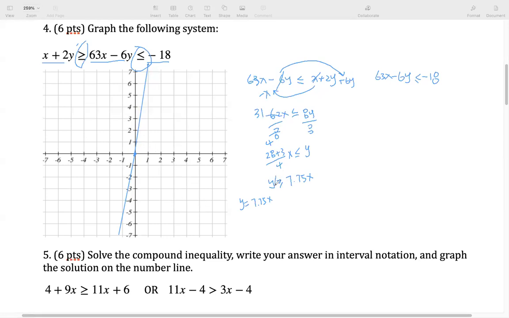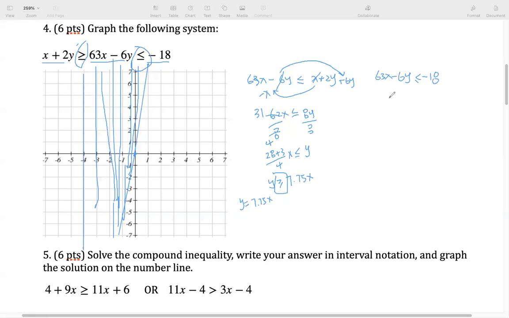Then I look at this sign. It's greater than, which means it's above, right? Means all those. So I graph this one with the vertical lines, all those.